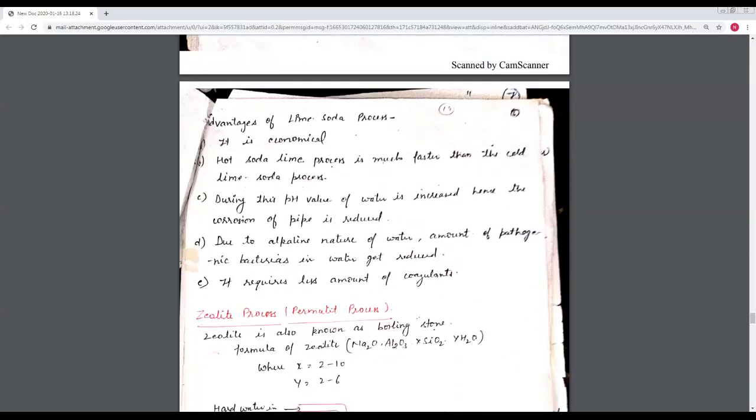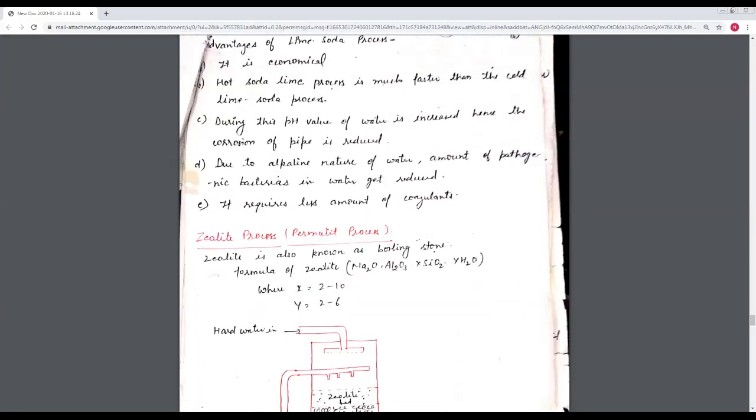Now we come to the advantages of the lime soda process. There are many advantages and also many disadvantages. Firstly, we will discuss the advantages. The first point is that it is economical. Second, the hot soda lime process is much faster than the cold soda lime process because the temperature is increased. Third, during this process the pH value of water is increased, hence the corrosion of pipes is reduced. Due to the alkaline nature of water, the amount of pathogenic bacteria in water is reduced. And the last, it requires a smaller amount of coagulant.